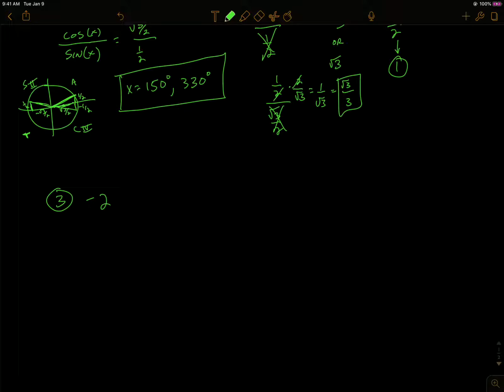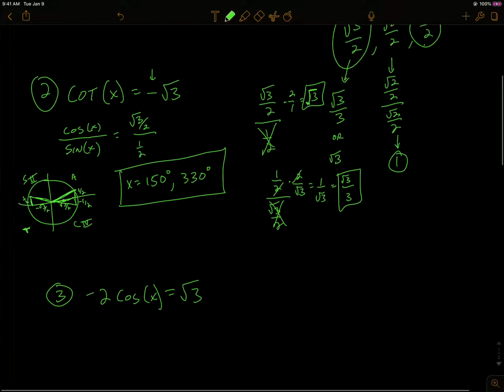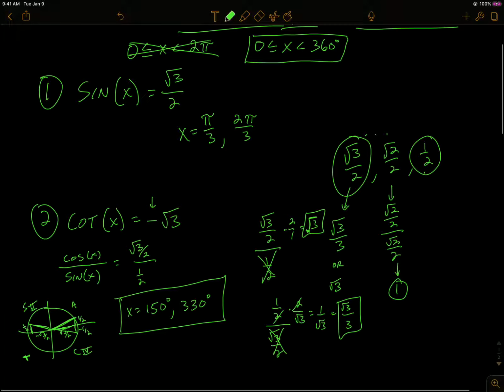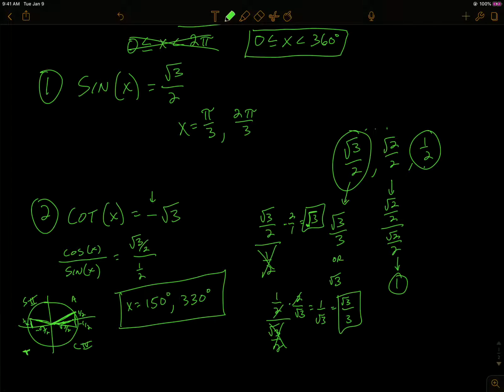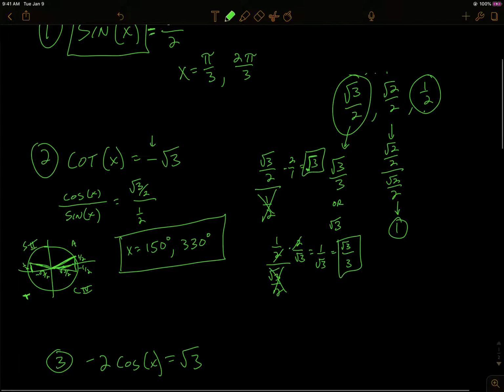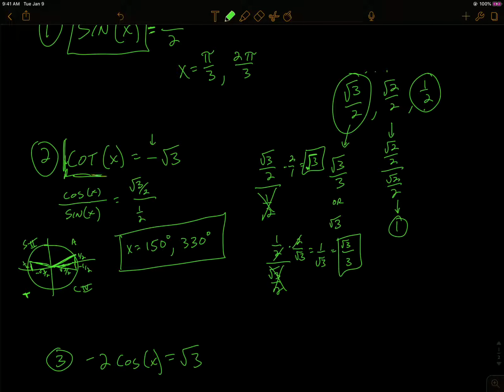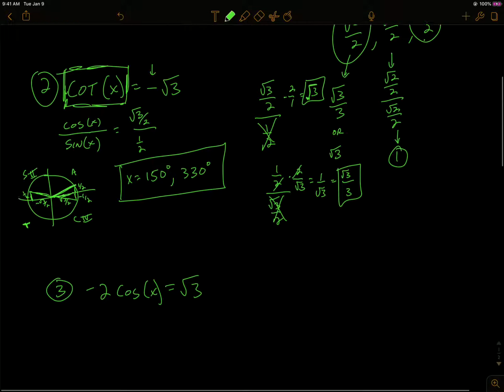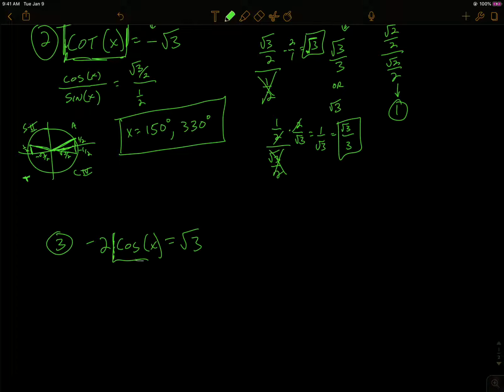Let's look at another one. So what we have to do here is, if you notice the difference from 1 and 2, those were already solved for the trig part. So the sine of x was equal to something. There was nothing else on the other side with the sine of x. On number 2, cotangent was already solved for. So here on number 3, we see cosine is not all by itself. So first we want to get cosine by itself. So what we're going to do here is divide both sides by -2.